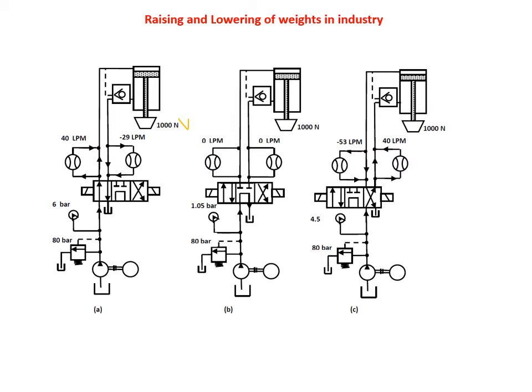Whenever it moves downward, you can see that there is a valve. The fluid is not able to freely go to the tank, it has to pass through this check valve. It will make sure that the fluid goes slowly, and that the load will lower slowly.